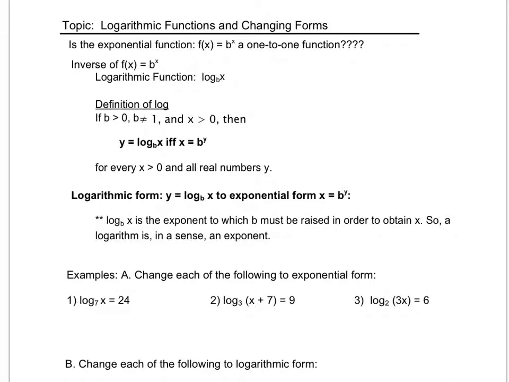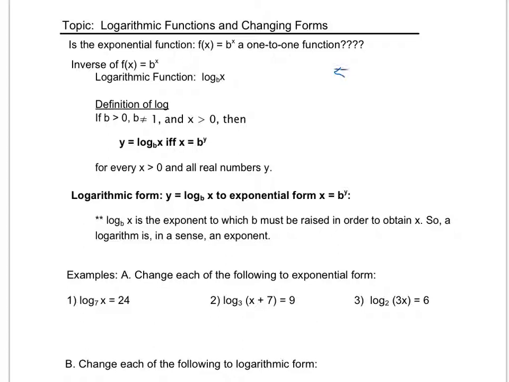Now that you know how to work with both inverse functions and exponential functions, we need to learn to work with a new function called a logarithmic function. So the first thing I'm going to ask you is, if you think about the function we've been looking at, either growth or decay, doesn't matter which, the function b raised to the x, is that a one-to-one function?